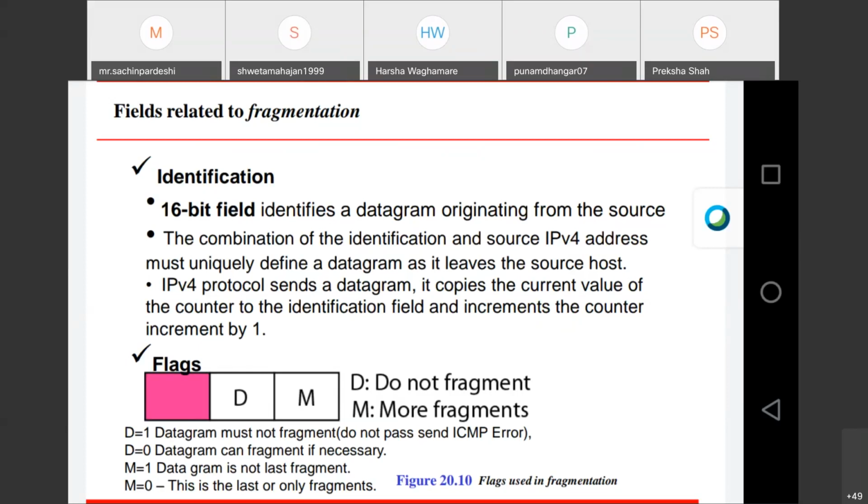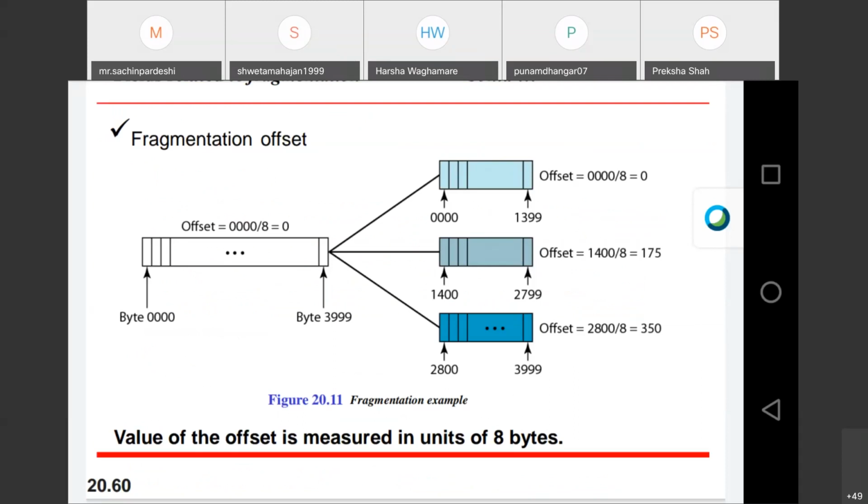So this is the D and M flag. You have to remember D means do not fragment, M means more fragment. Now the fragmentation offset. Flags and fragmentation offset are both combined together. So here, how is the fragmentation offset value added and what is the use of fragmentation offset.